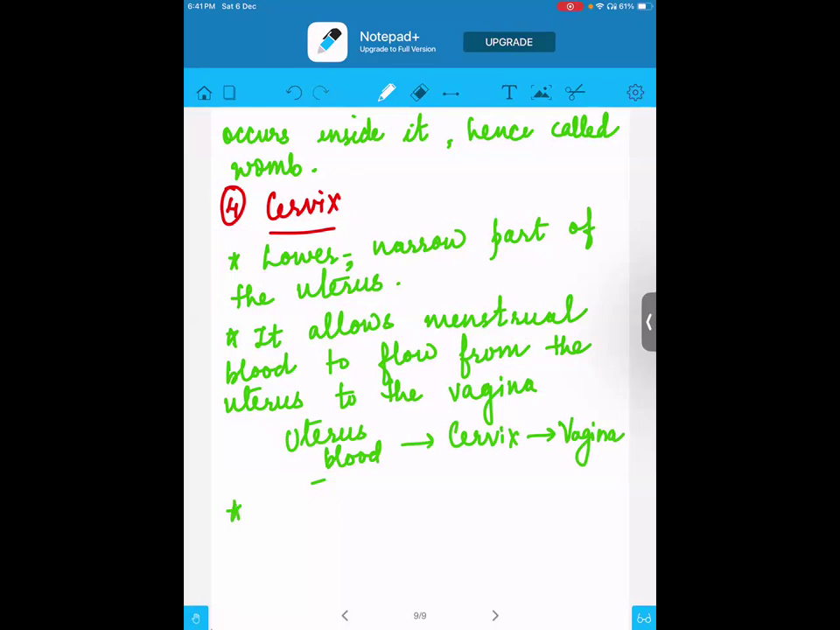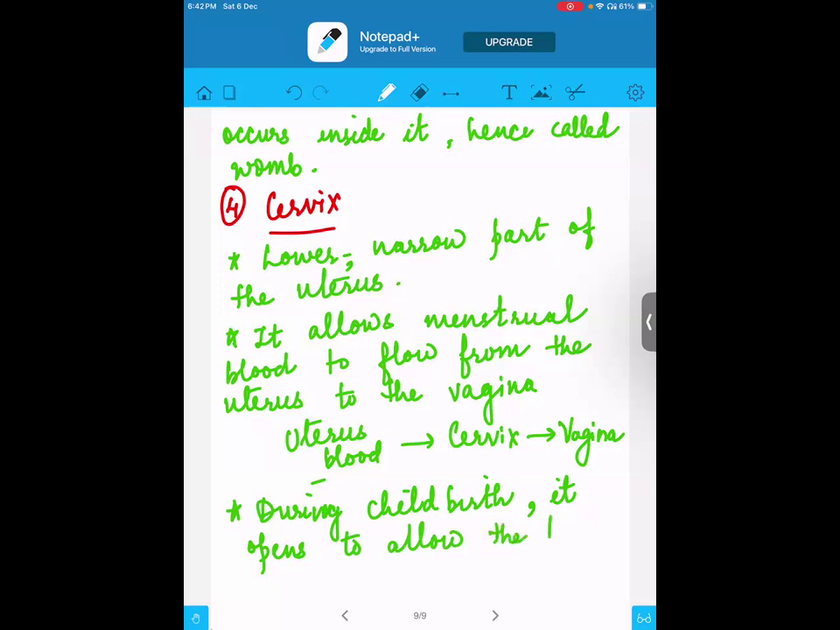Then it also acts during the childbirth time. So if anyone is pregnant, during the birth of the child, what does it do? It opens. It opens to allow the baby to pass through. I think you all might have heard, like, in the females.